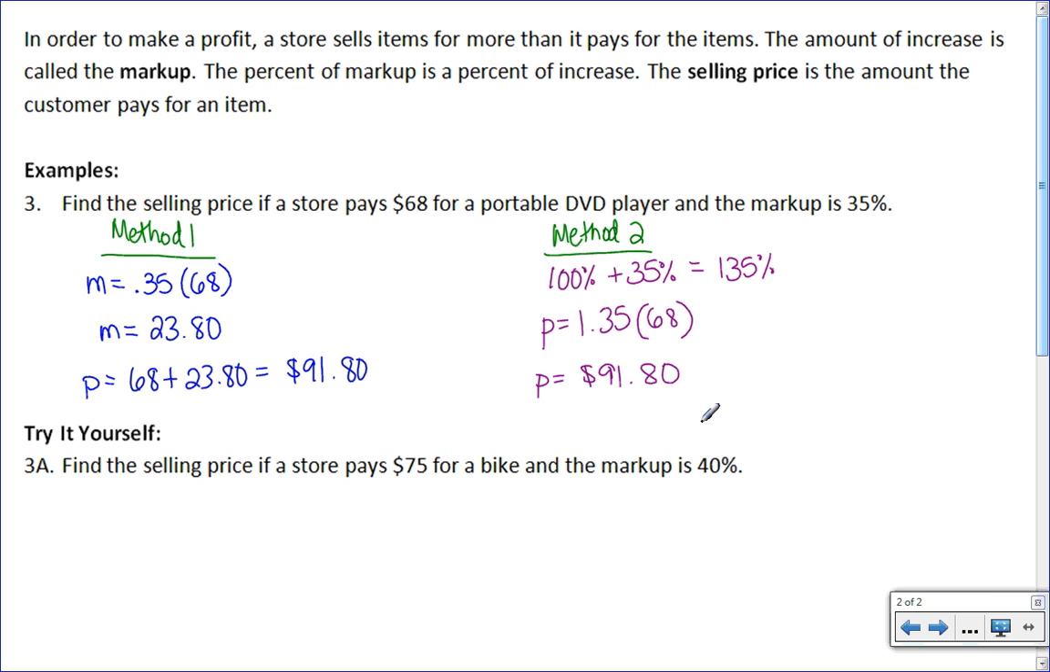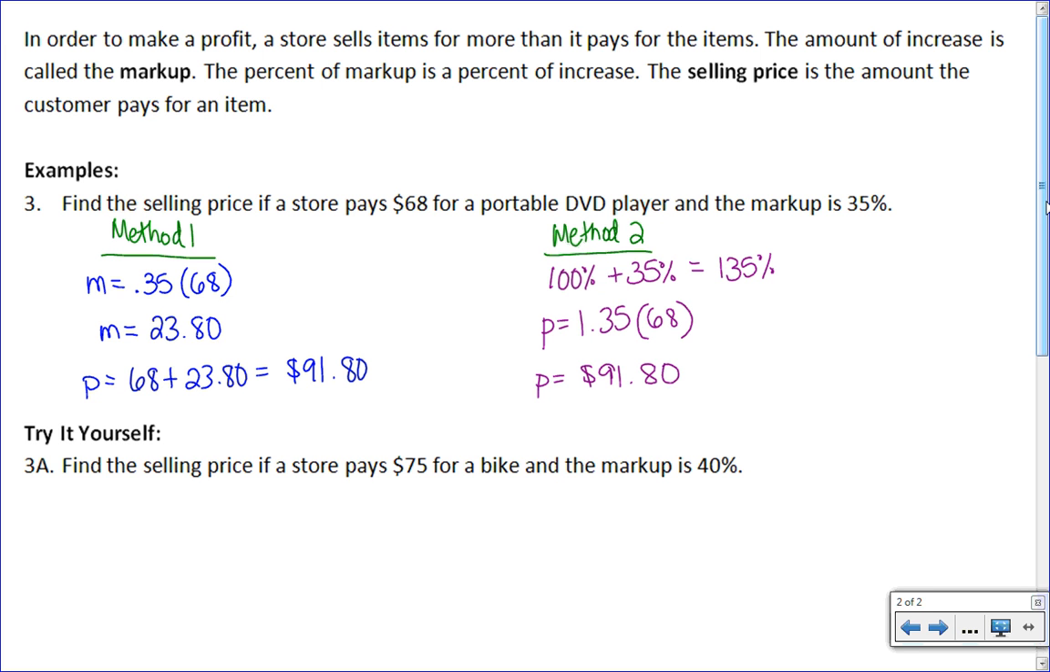So you can use either one of these methods. It doesn't matter. I would say whichever one makes the most sense to you. If it makes more sense to calculate the amount of the markup and then add it, that's fine. If it makes more sense to add the percentages and then just find the price directly, that's fine also. It actually wouldn't be a bad idea to be able to use both methods, because later on there might be some problems that would be better solved with one method versus another.